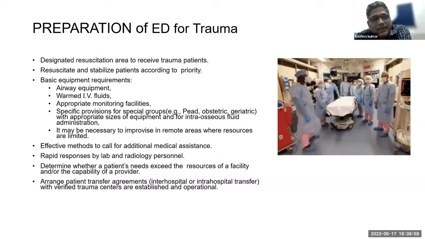There should be a designated area to receive all the trauma patients and resuscitate and stabilize according to the priority, according to the triage which has been done. And there should be basic equipment requirements that has already been discussed. There should be airway equipment. It should be readily and easily accessible to the person who is going to handle them. There should be readily available warm IV fluids. Again, appropriate monitoring facilities should be there.